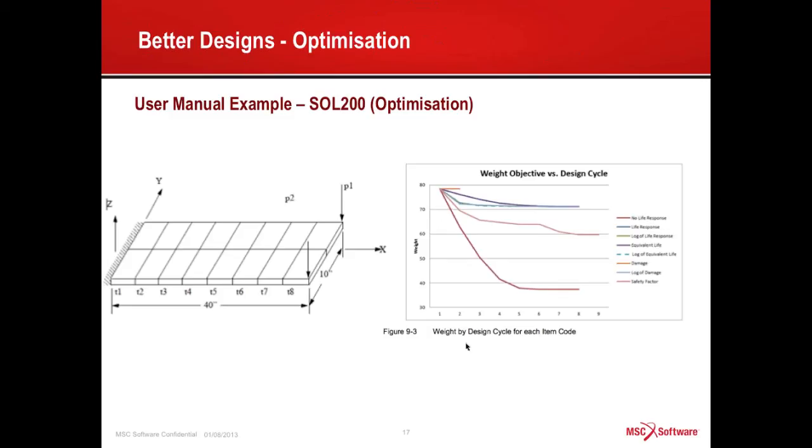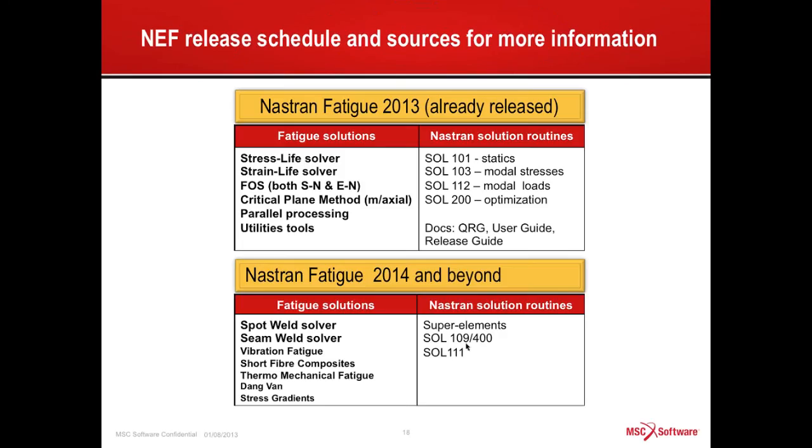So we've been working on this for a couple of years. The first release has just been delivered. Nastran Fatigue 2013 was released in June. This is a major release. It includes a full stress life solver, a full strain life solver. Factor of safety is included for both methods, and so is critical plane analyses. There is also the capability to do parallel processing, and there are also a bunch of utilities tools that are included with that release.